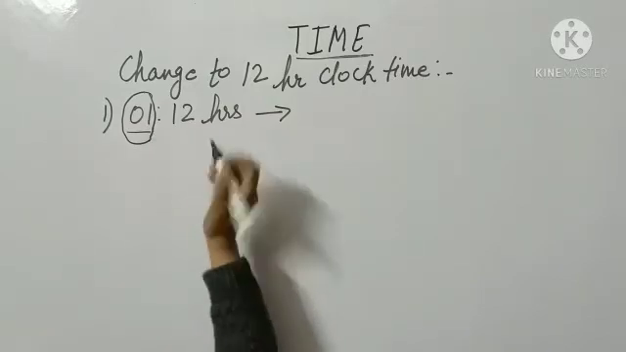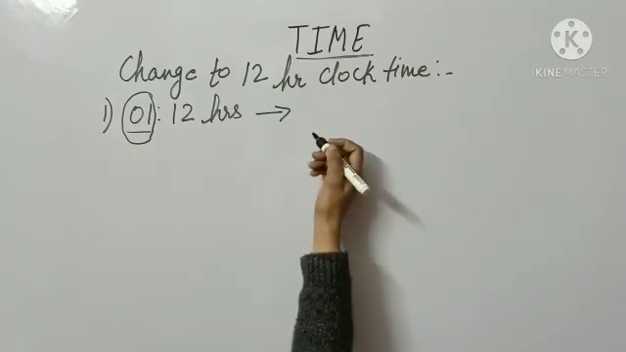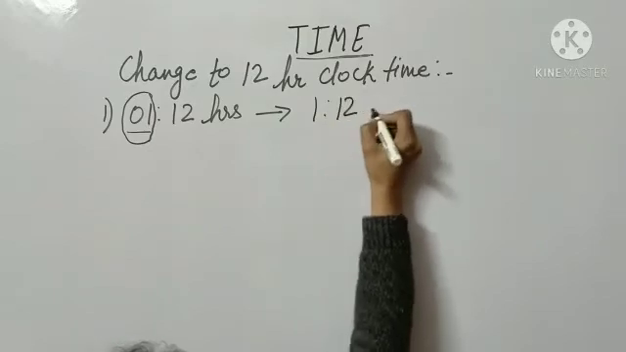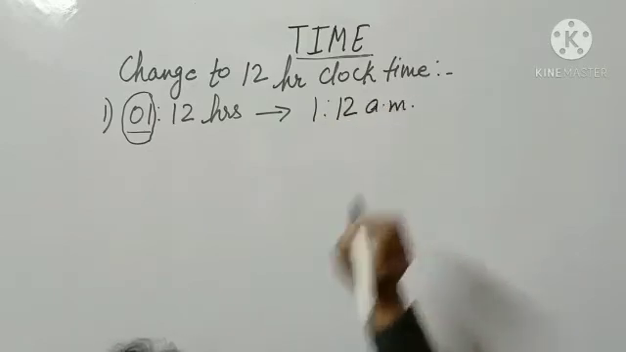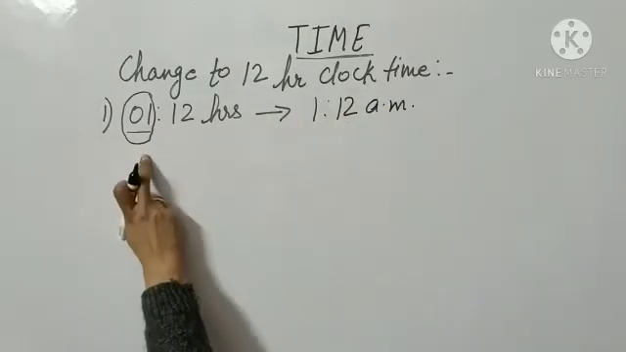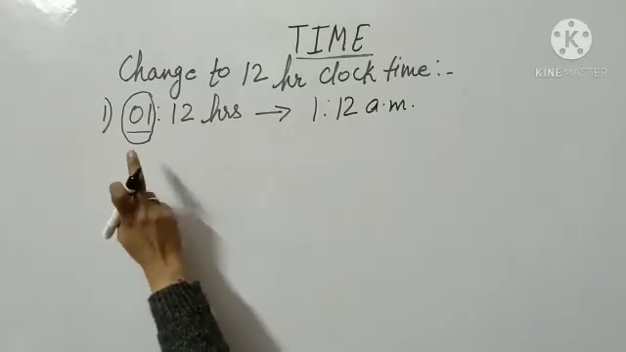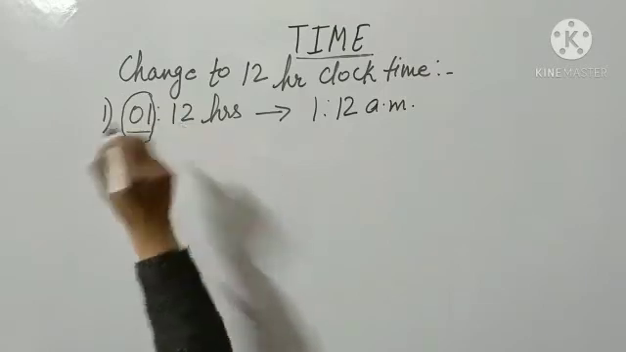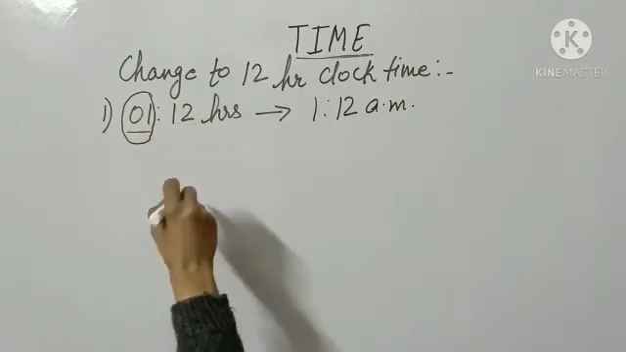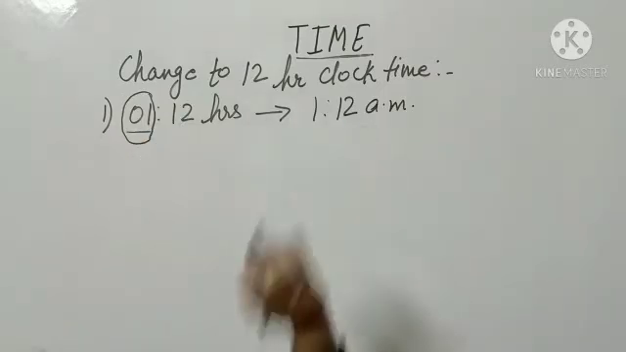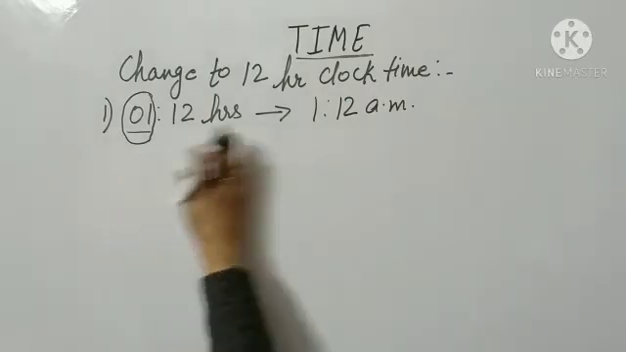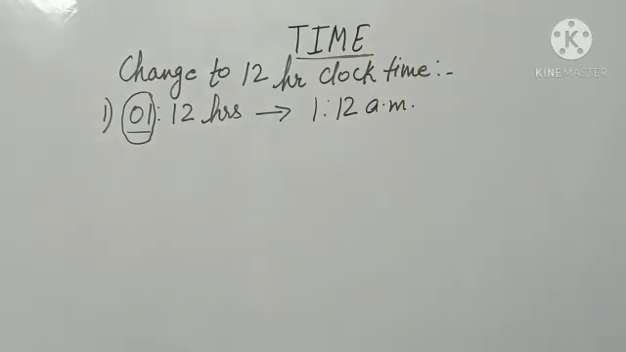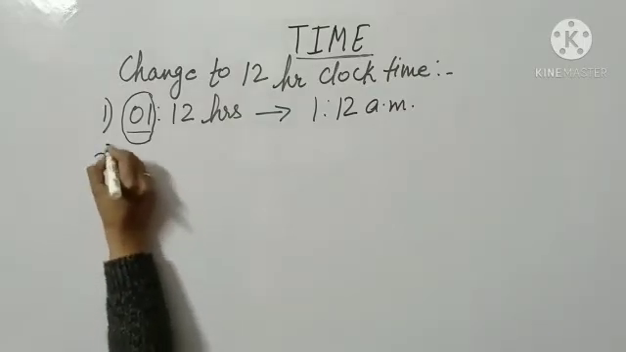So what will we do? We will write the time as it is. That is 1:12 AM. You understood how I came to know that this time is in AM? Because we will be observing only the hours, and if the hours are less than 12, that means the time is in AM. So the same time we will write, and only I will write AM here. Got it? Now see one more question.